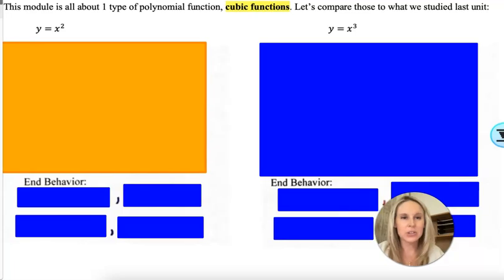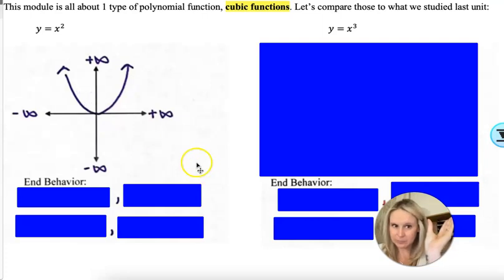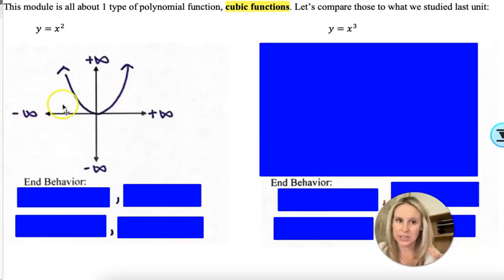So this module, again, we talked about is all about cubics. So let's compare cubics to quadratics. So I know y equals x squared makes a u on the graph. So let's sketch a nice little u. And then we're going to talk about our lovely favorite thing, end behavior. So I put this positive infinity on the right, negative infinity on the left to kind of help us remember where positive and negative infinity is.